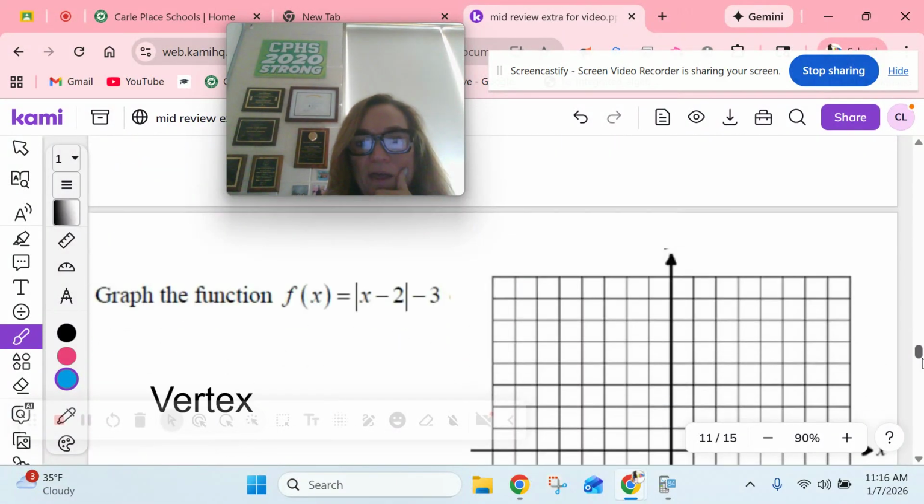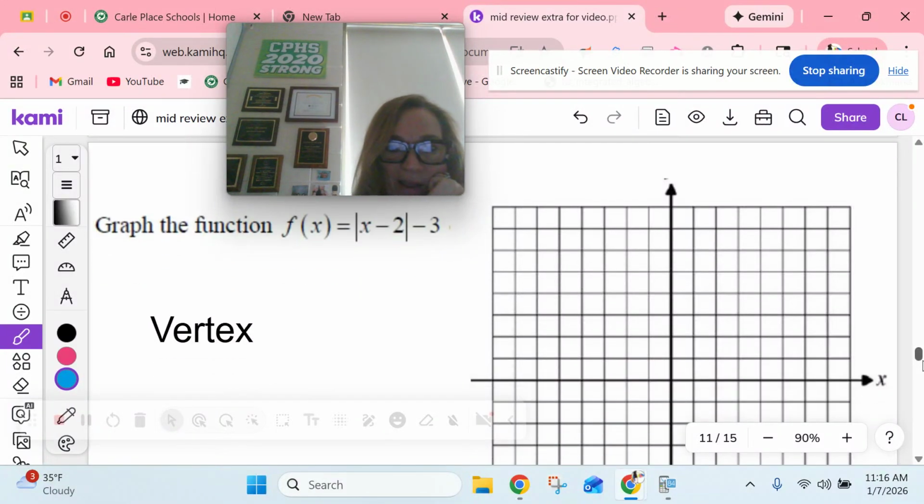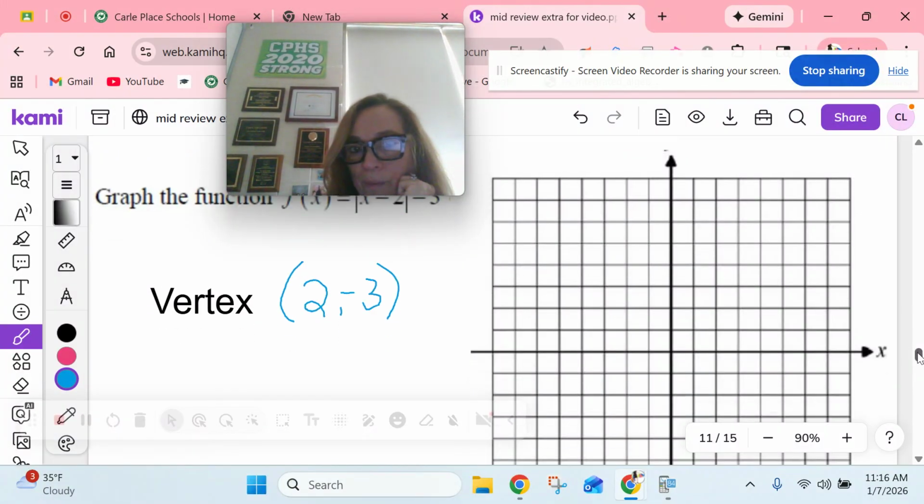Okay, graph. You can totally put this in your calculator, and you can copy the graph from that. The vertex is going to be 2 comma negative 3. And you can totally put this in your calculator, and if you go back in the video, I did show you how to put it in the calculator before. So 2 comma negative 3 is the vertex. Whoops, don't know what I hit there.